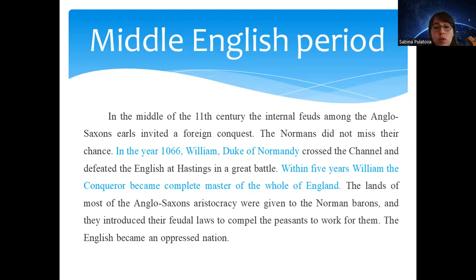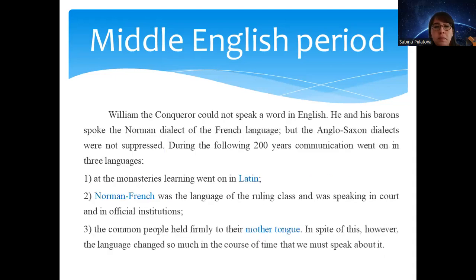The lands of most of the Anglo-Saxon aristocracy were given to the Norman barons, and they introduced their feudal laws to compel the peasants to work for them. The English became an oppressed nation. William the Conqueror couldn't speak a word of English. He and his barons spoke the Norman dialect of the French language, but the Anglo-Saxon dialects were not suppressed.